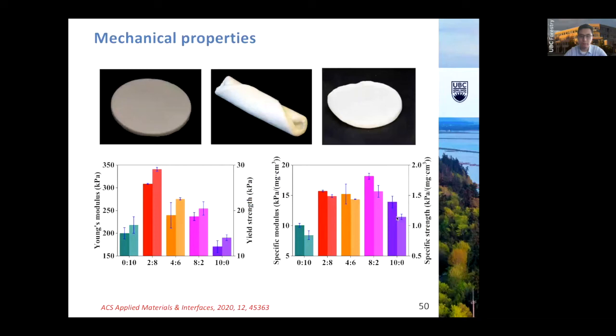So the material is still flexible. As you can see, it can roll, and the mechanical properties increase as we increase the emulsion concentration, and then decrease because there's not much interaction. But if you look at the storage modulus, it always increases up to 80% of the emulsion.